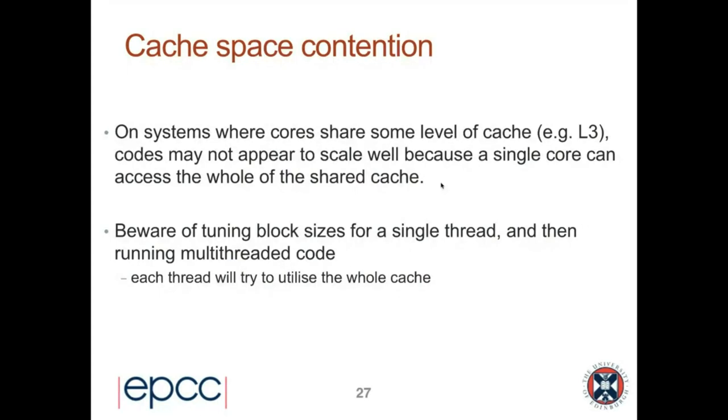Okay, so it's also possible to contend for cache space. So if we have these shared level 3 caches, some codes may not appear to scale well because if I run on a single core, then that gets access to the entire level 3 cache. Whereas if I run on multiple cores, then that cache space has to be divided up between the data used by different threads.